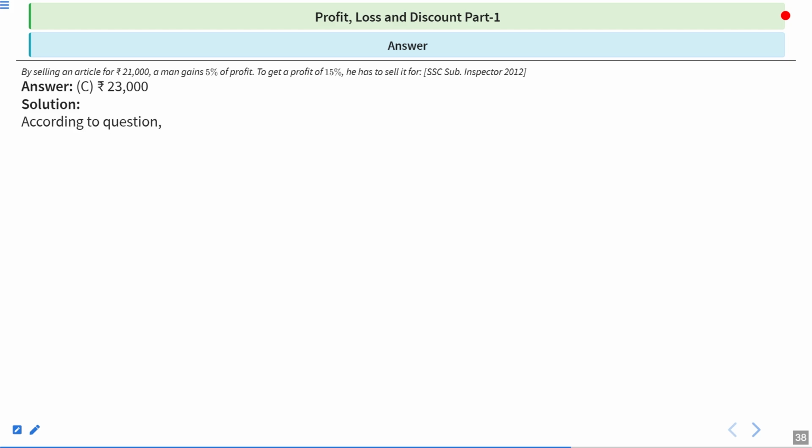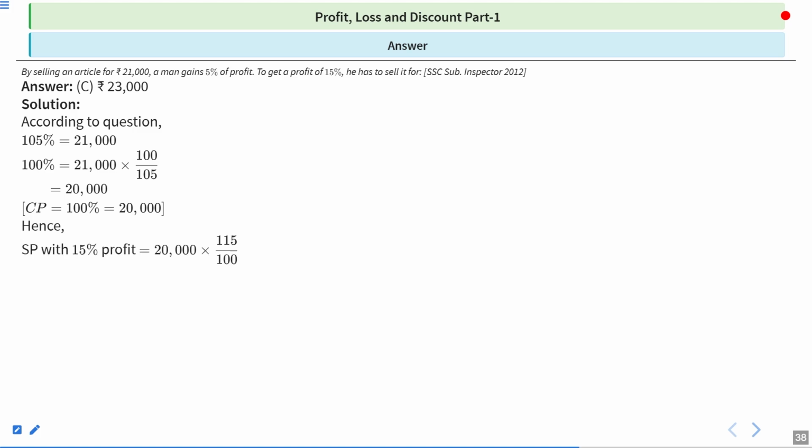Now according to the question, 105% is equal to 21,000 rupees. So we can say that 100% will become 21,000 multiplied by 100 upon 105. So it is equal to 20,000. So the cost price, we know that cost price is 100%, which is equal to 20,000 rupees. So hence selling price with 15% profit will become 20,000 multiplied by 115 upon 100. So we get 23,000 rupees. This is the correct answer.